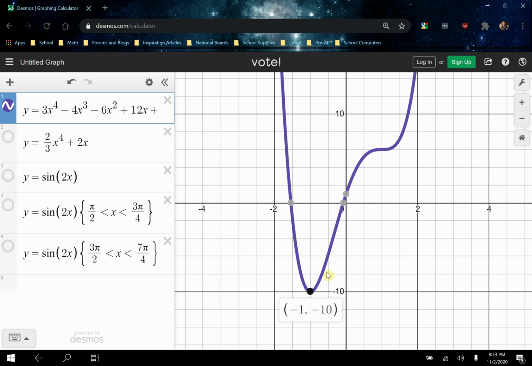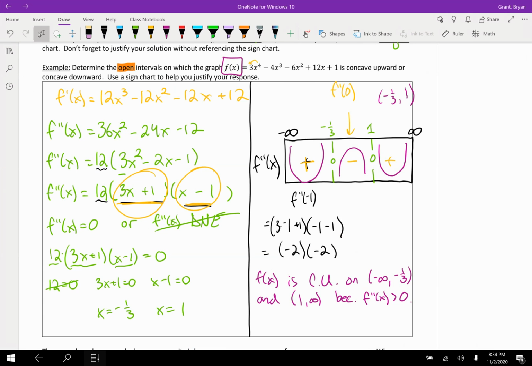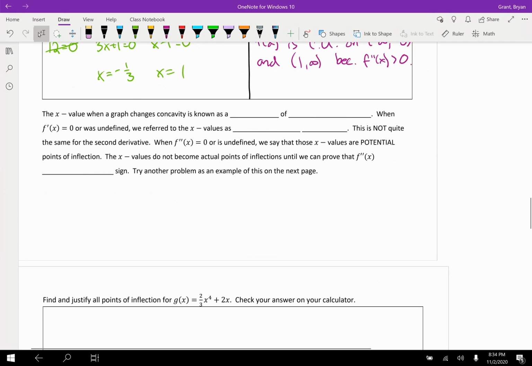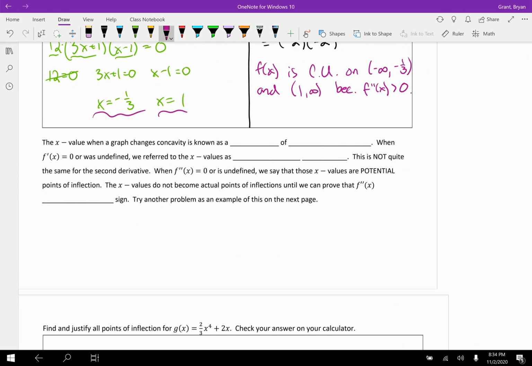So be careful confusing or mixing up those two, but we'll get plenty of practice. All right. Now, going back to what these guys are called, the x value where a graph changes concavity is known as a point of inflection.